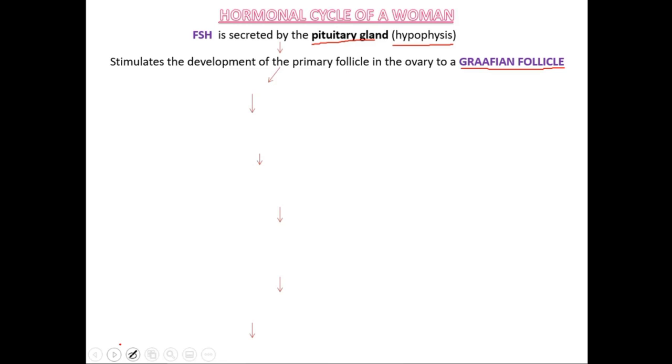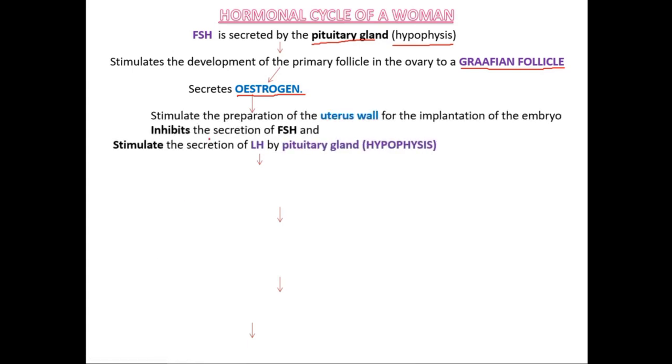What will the Graafian follicle stimulate? Which hormone? Will it be estrogen or progesterone? The Graafian follicle will stimulate estrogen. So estrogen comes first. And then what will estrogen now do? Estrogen will now stimulate the preparation of the uterine wall. What does that mean? It means it's going to make the endometrium become thicker, more vascular and more glandular. It just means there are more glands and it has more arteries or veins, and that becomes vascular.